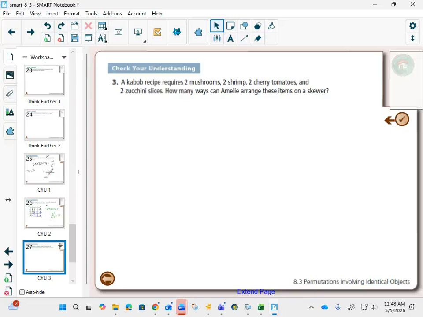The Bob recipe requires 2 mushrooms, 2 shrimp, 2 cherry tomatoes, and 2 zucchini slices. Emily is making skewers for a backyard barbecue grad party. It's almost the end of the year, and some of you are graduating. You're going to have a grad party and want to serve kebabs. But you know how it is, right?